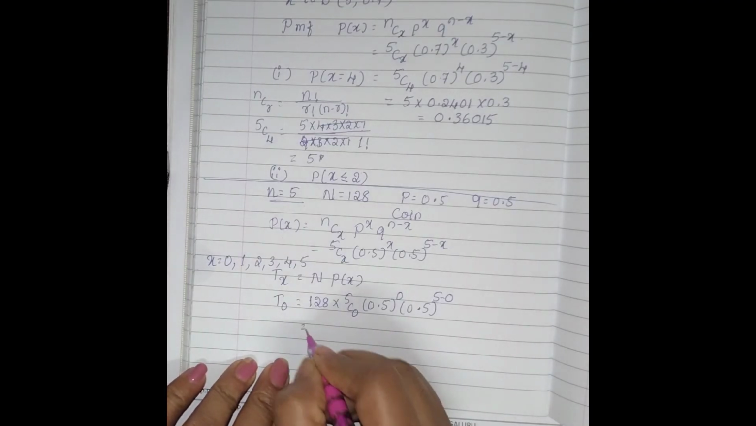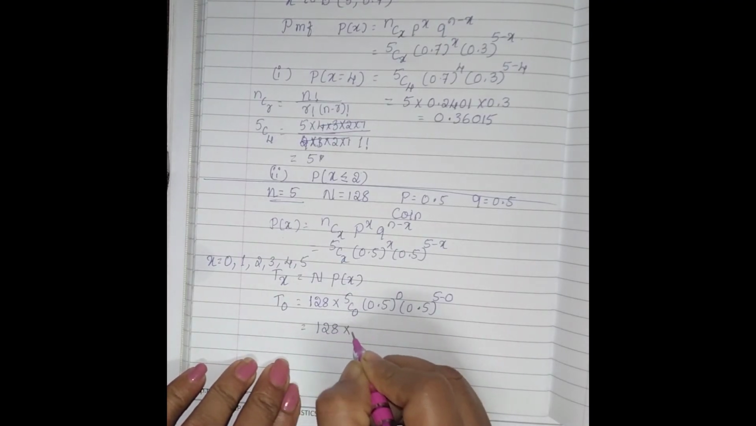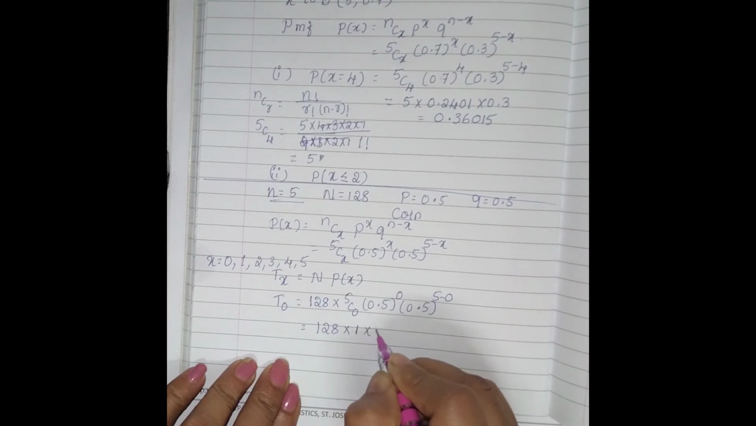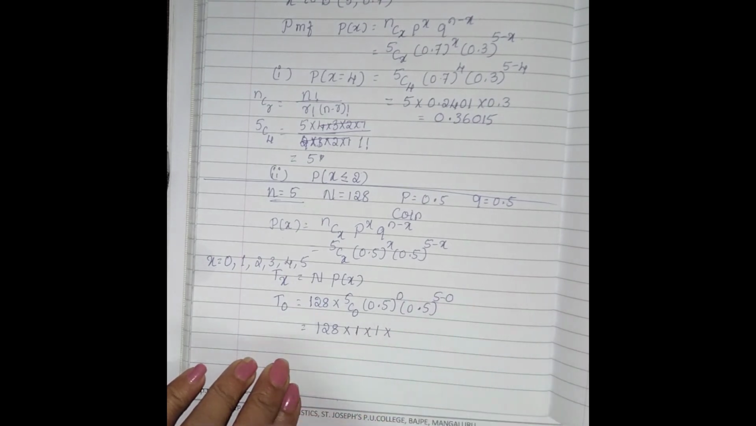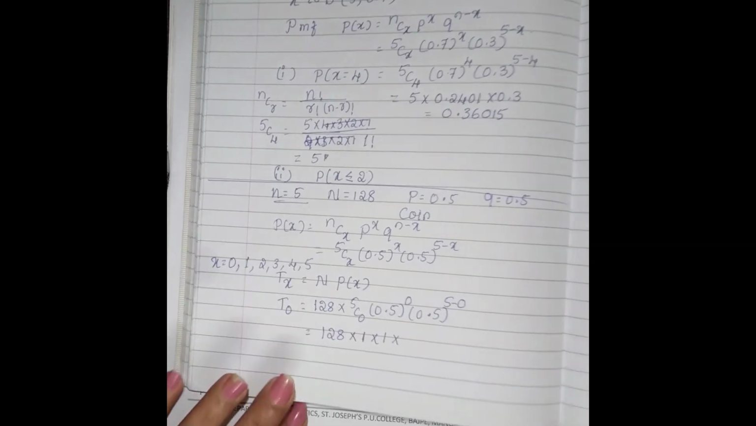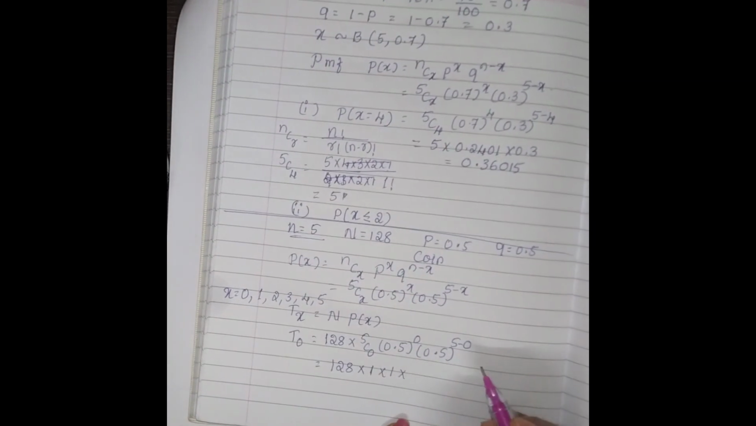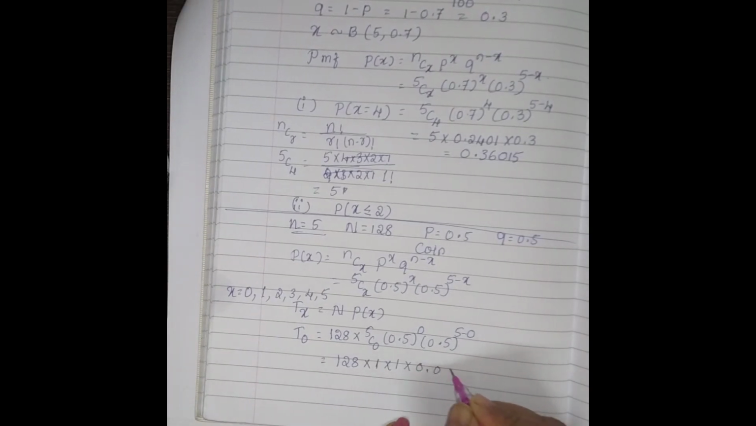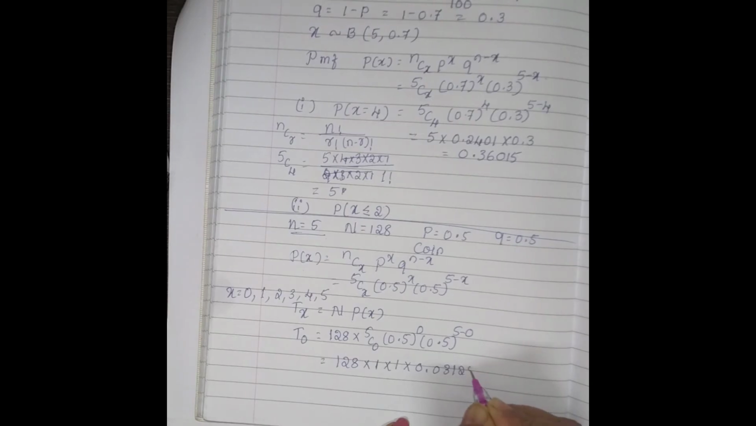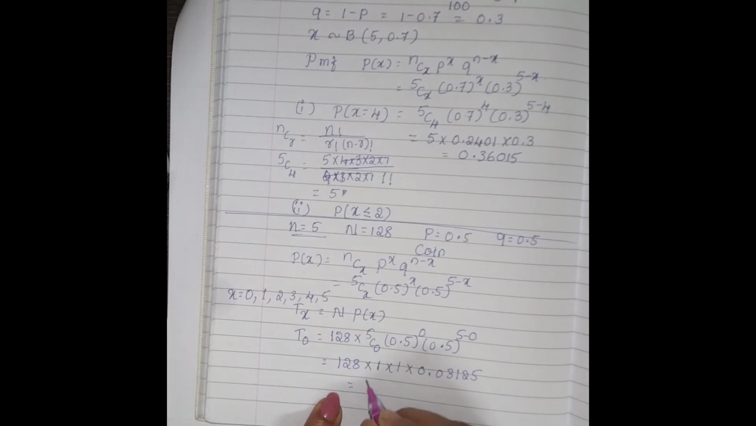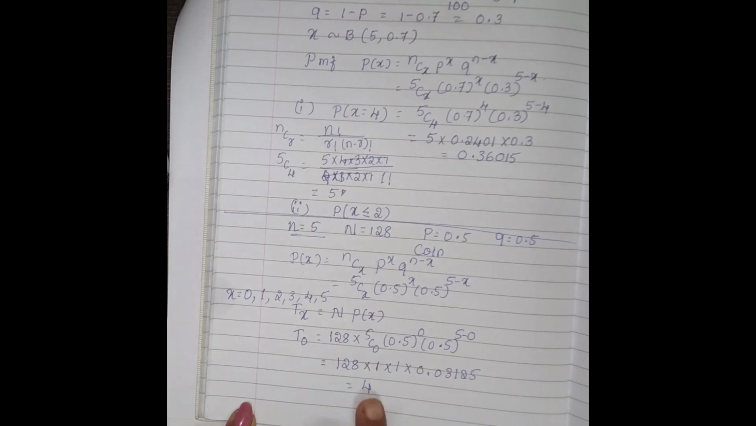Then 128 into 5C0 is 1. This is also 1. This is 0.5 to the power 5, you have to multiply 5 times. When you multiply, you get the answer 0.03125. When you multiply this with 128, you get the answer as 4. T0 is 4.